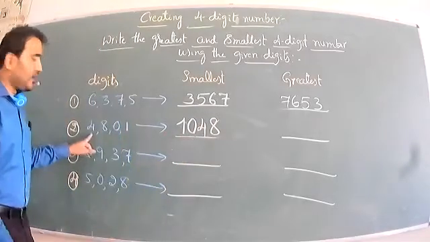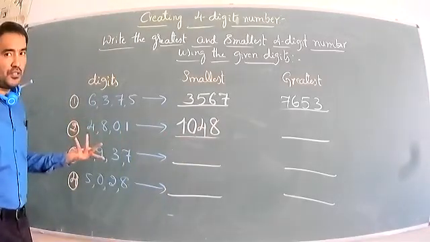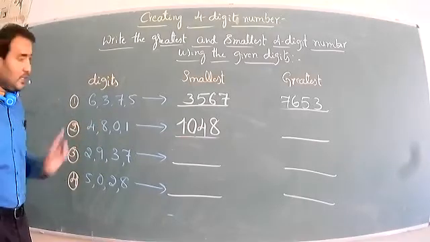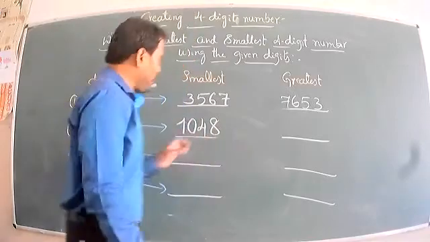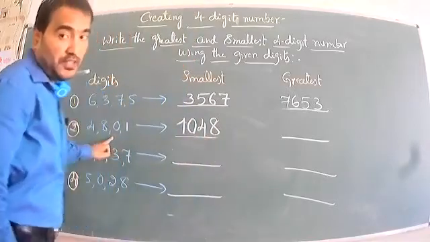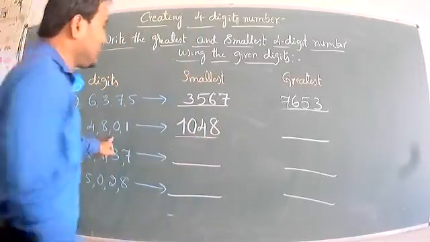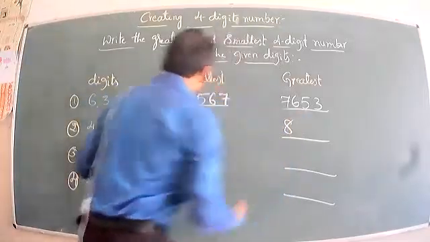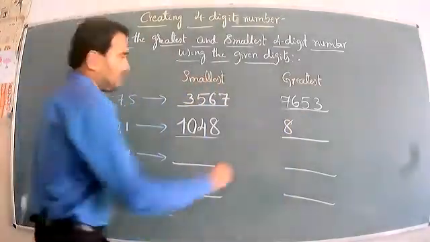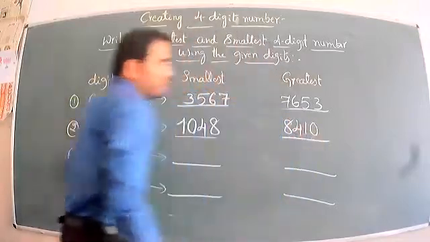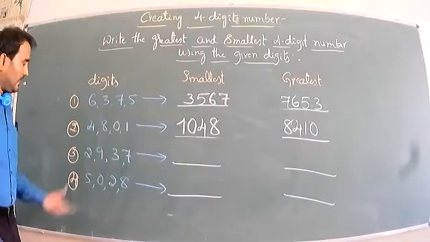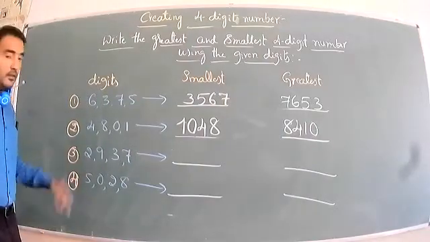Now go for the greatest number. For the greatest number there is no problem. The smallest number has to follow the rules. Which number is greater? First 8. Next 4. Next 1, 0. 8,410.